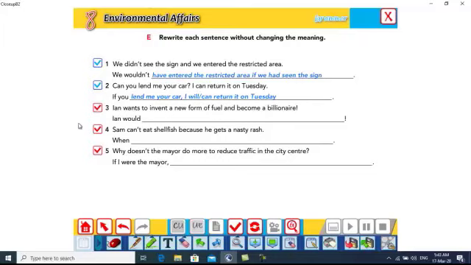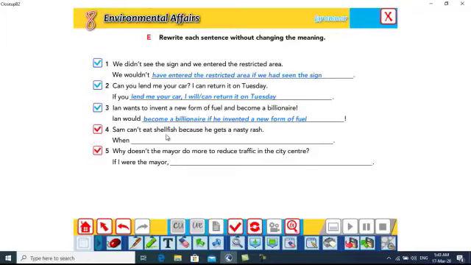Sentence number 3. Ian, this is the name of a person. Ian wants to invent a new form of fuel and become a billionaire. Of course, this is imagination, and we need to use the second conditional. Ian would become a billionaire if he invented a new form of fuel. Write the answer in your box.